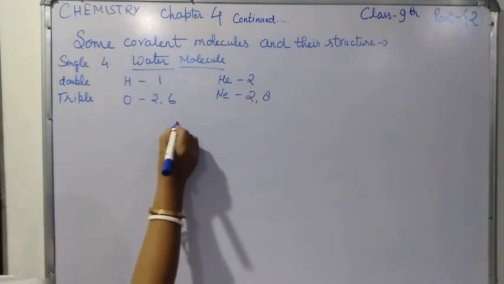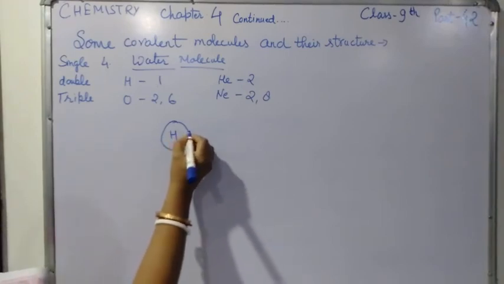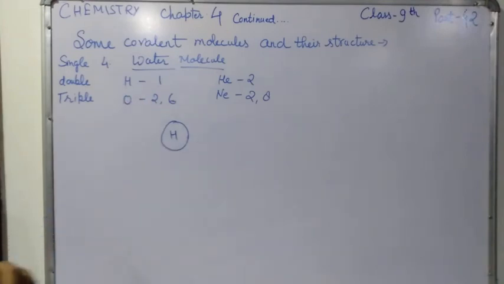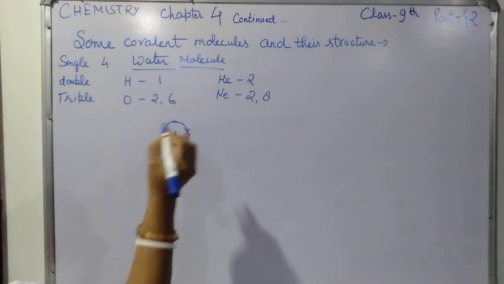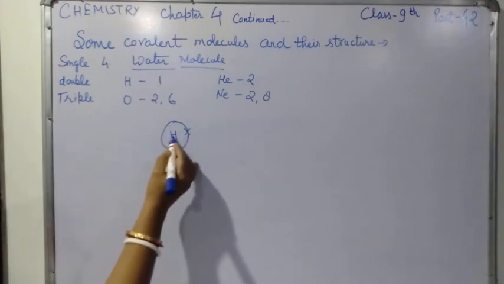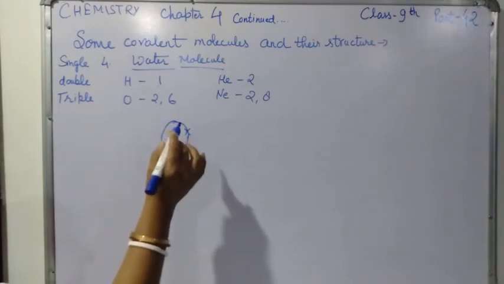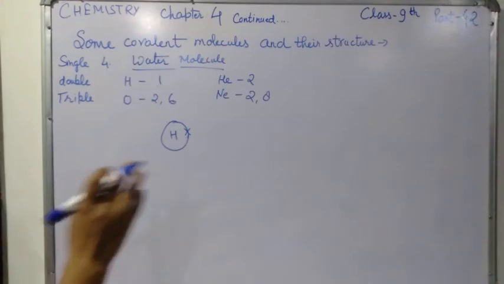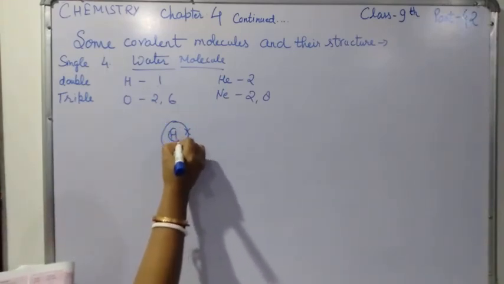So the structure will be: first you draw hydrogen, with its outermost electron. Now you can see two different atoms are there, so the signs of the electrons should also be different. For example, in the case of hydrogen you may use a cross sign for the electron, and in the case of oxygen you may use a circle for the electron. So this one is hydrogen.